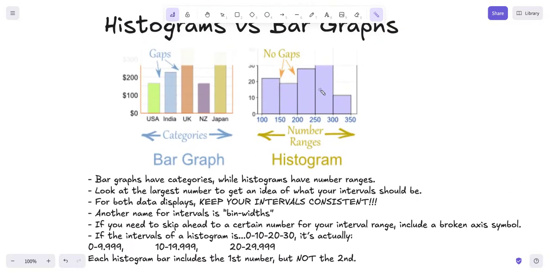You can see that here as well, right? Like if I have 250, it would not go into this bar because this bar includes 200 but not 250. So if you have 250, it would go into this bar because this bar includes 250 but not 300.